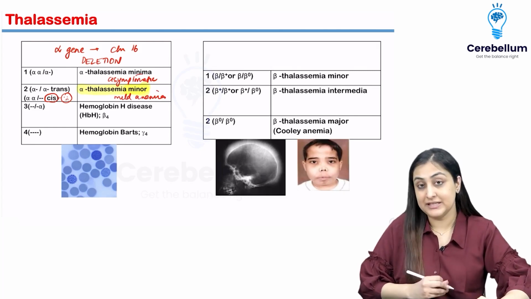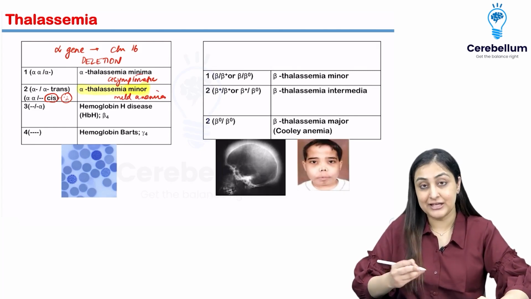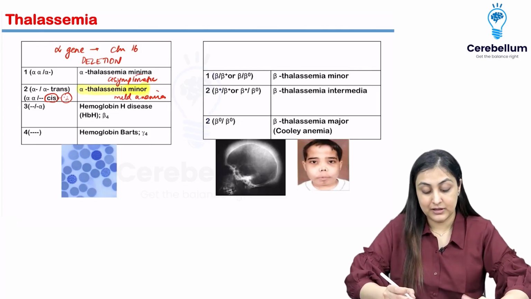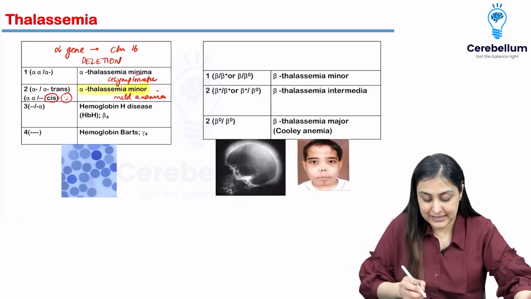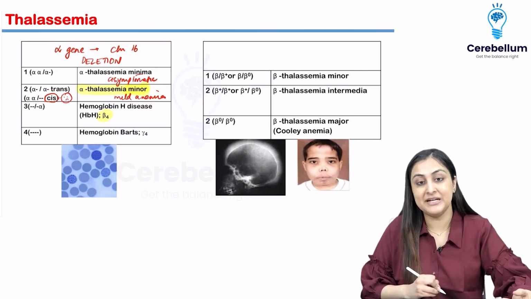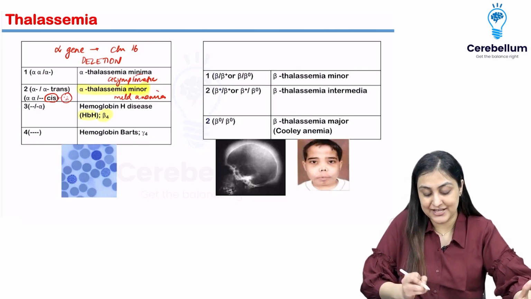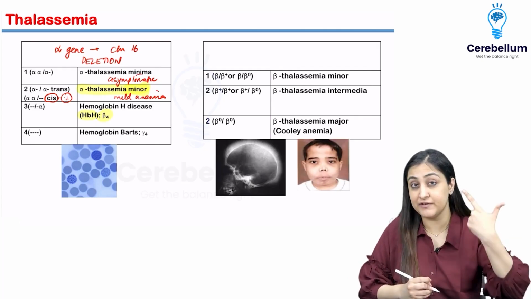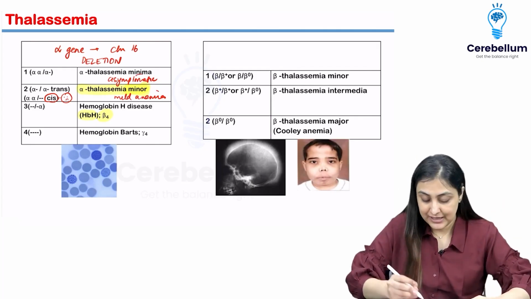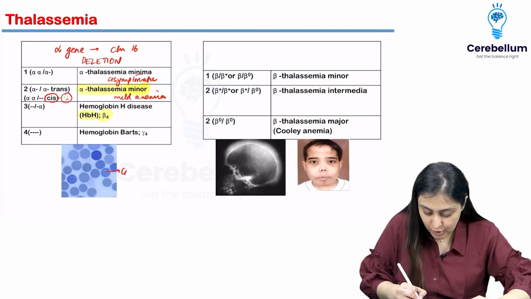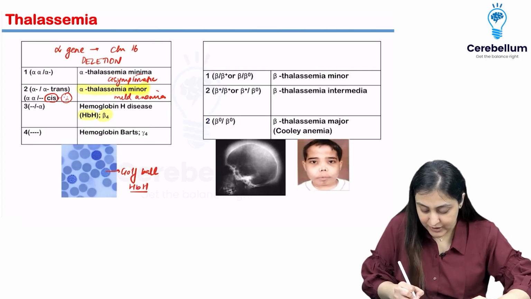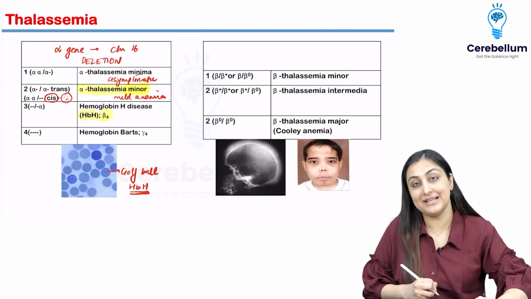Then when you have 3 chains which are not there, you're going to have very little alpha. So a lot of beta 4 accumulates, and that is going to combine these beta 4 chains. This is known as HBH disease. Very important. We have done S, C, and now H, and what they form are these golf ball inclusions. So these are your beta 4 or HBH disease golf ball inclusions.